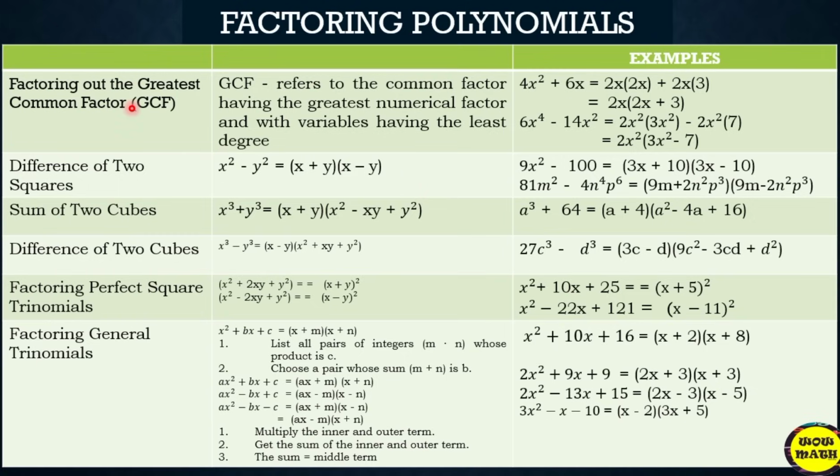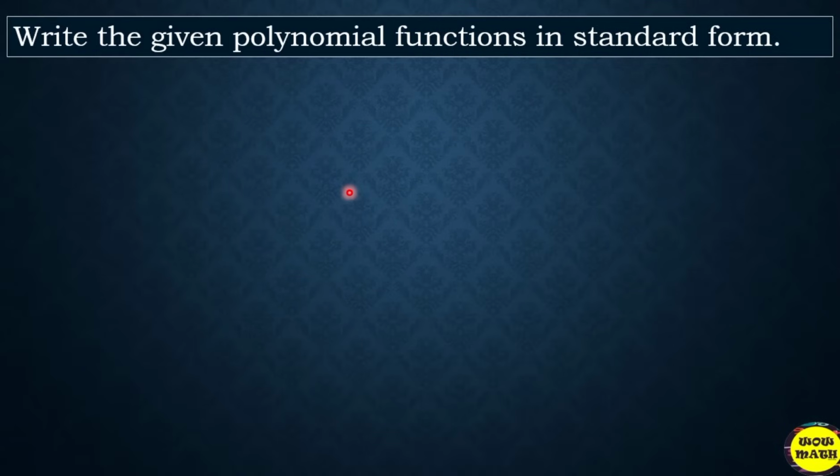So these are the concepts. We have factoring out the greatest common factor, factoring by GCF, and then difference of two squares, sum of two cubes, difference of two cubes, factoring perfect square trinomials, and factoring general trinomials. So, these are the concepts on how to factor polynomials. Kung medyo nakalimutan na natin, meron po tayong factoring polynomials sa ating first quarter ng grade 10 and also sa grade 8. Okay? So, let's have an example.